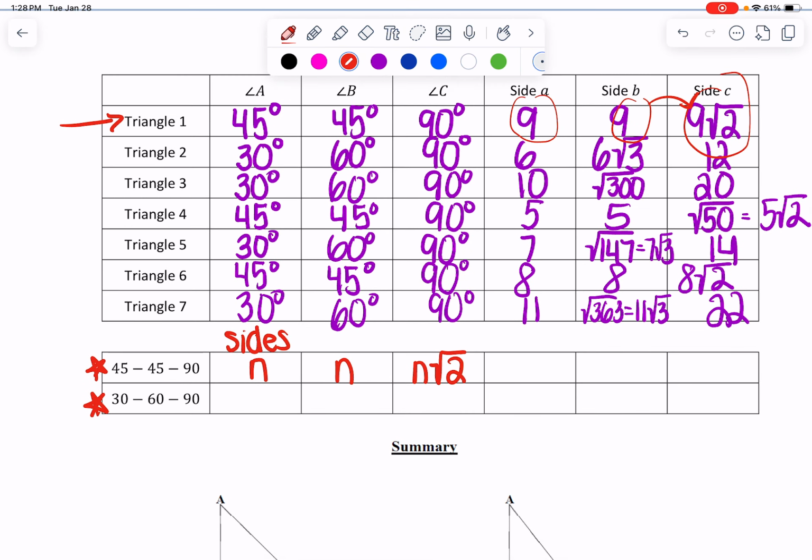Let's choose one with 30, 60, 90. So let's just look at the next triangle. For 30, 60, 90, the thing I noticed is that 6, 6 root 3, and 12. Well, here's the deal. Let's just call 6 N. The difference between 6 and 6 root 3 is that the N value, 6, is getting multiplied by a root 3. So we have that. And then from 6 to 12, that's just double, so it's 2N. This is not a surprise. These are the ratios that hold regardless of what type of triangle you have and what sides.